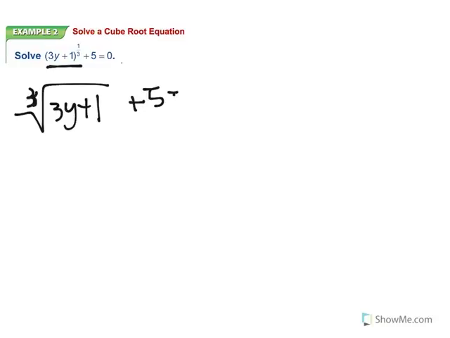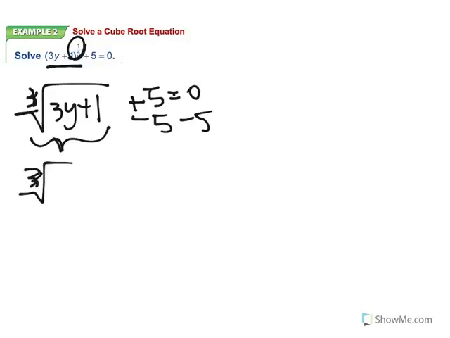Example 2, we're going to solve (3y plus 1) to the 1/3 power plus 5 equals 0. So we know that the 1/3 power is the same as the cube root. So we're going to take the cube root of 3y plus 1, and I'm just rewriting this, plus 5 equals 0. Instead of writing to the 1/3, we can rewrite this as the cube root. Now we're going to isolate our radical. So we have to subtract 5 from both sides. So we're going to get the cube root of 3y plus 1 equals negative 5.